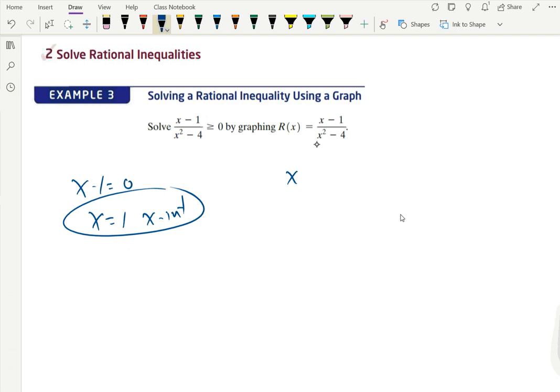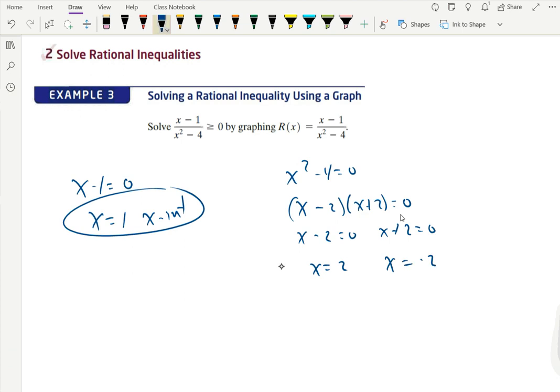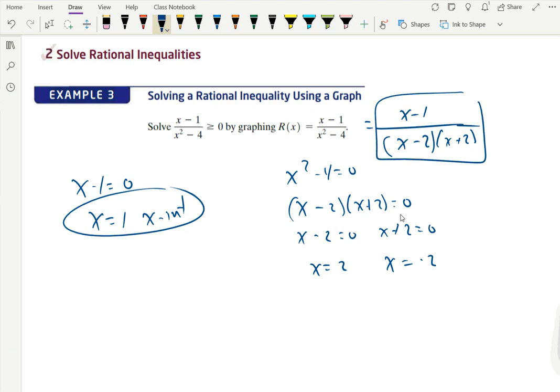When does our denominator go to 0? So x squared minus 4 equals 0. This factors into x minus 2 times x plus 2. So x minus 2 is 0, or x plus 2 is 0. As we solve that, x is 2 or negative 2. This is in lowest terms. So the key pieces are when the numerator goes to 0 and when the denominator goes to 0.